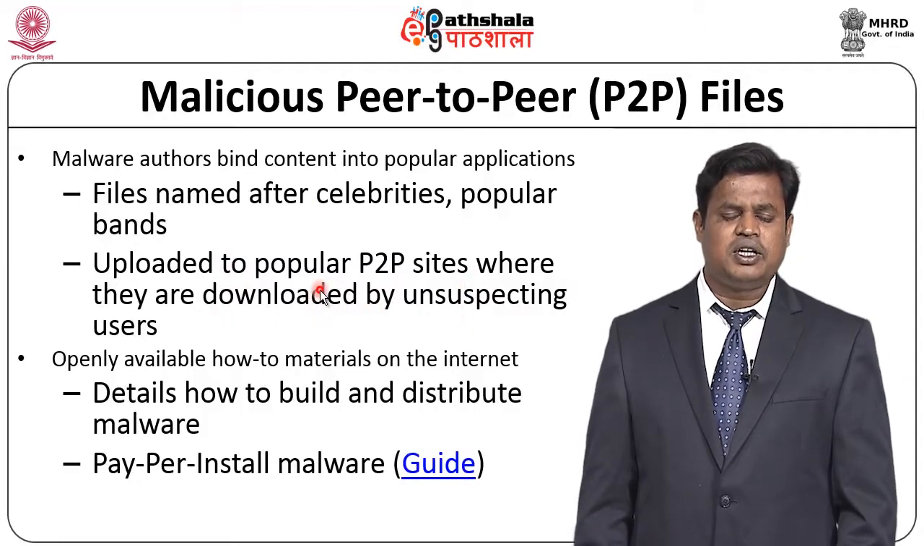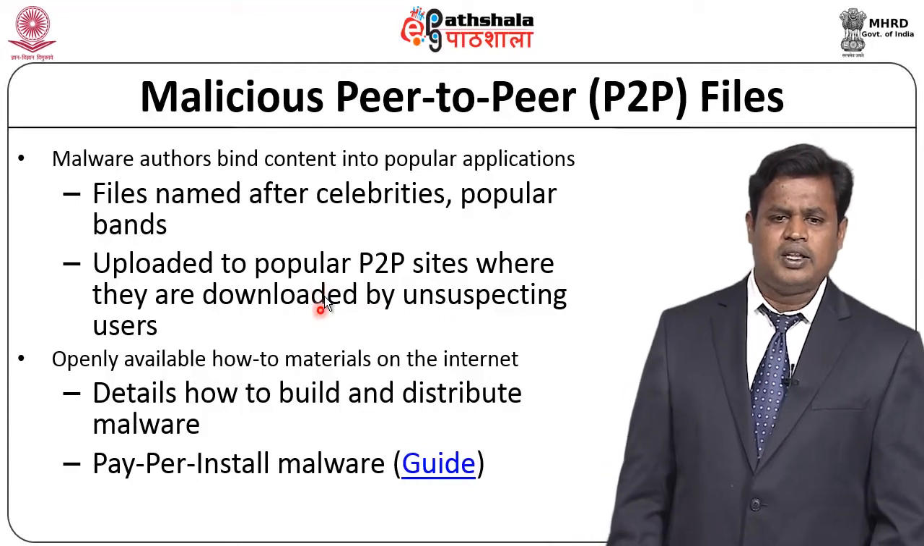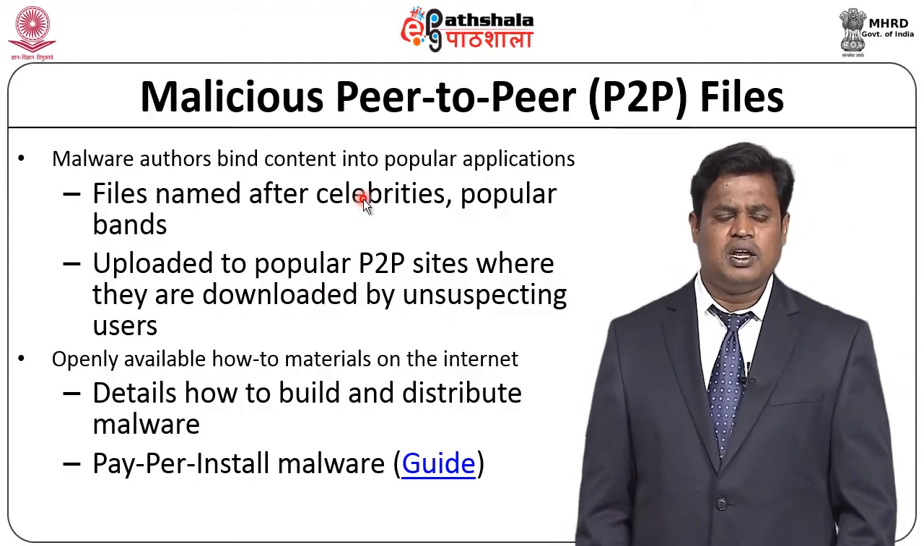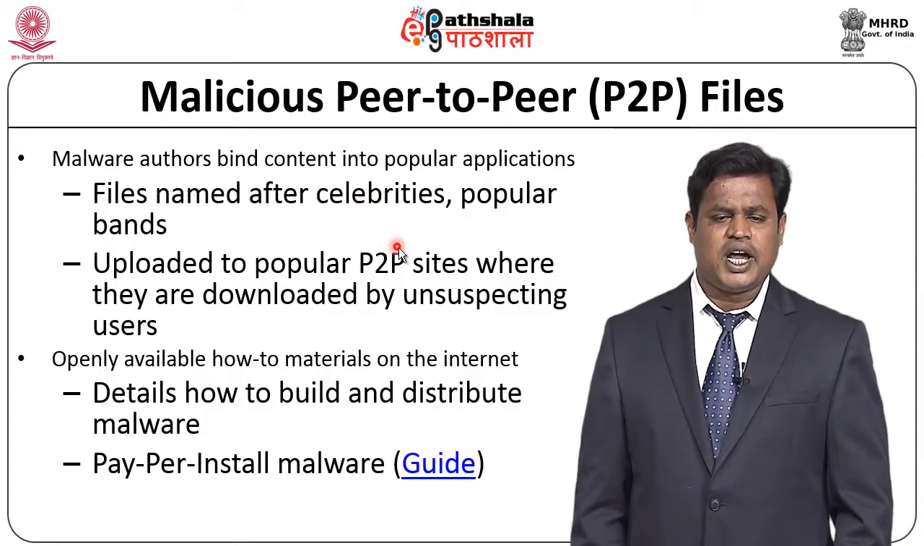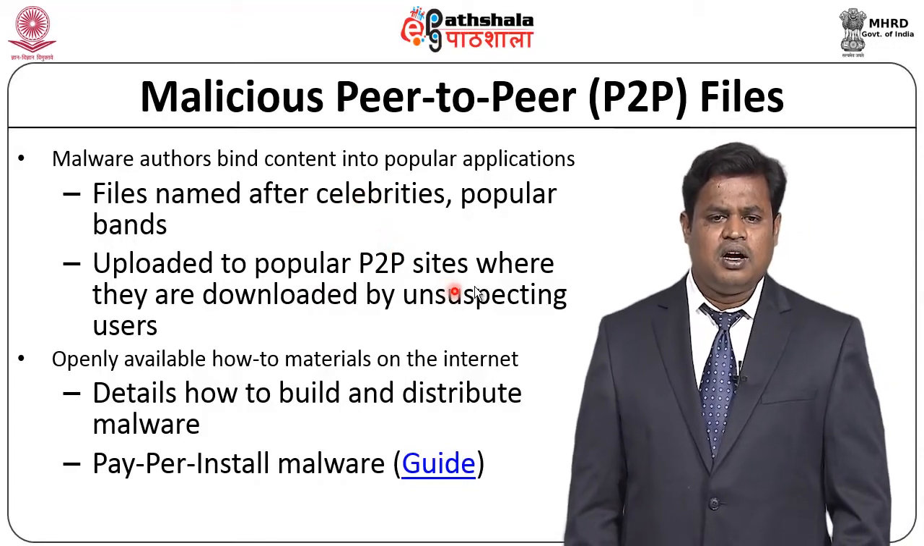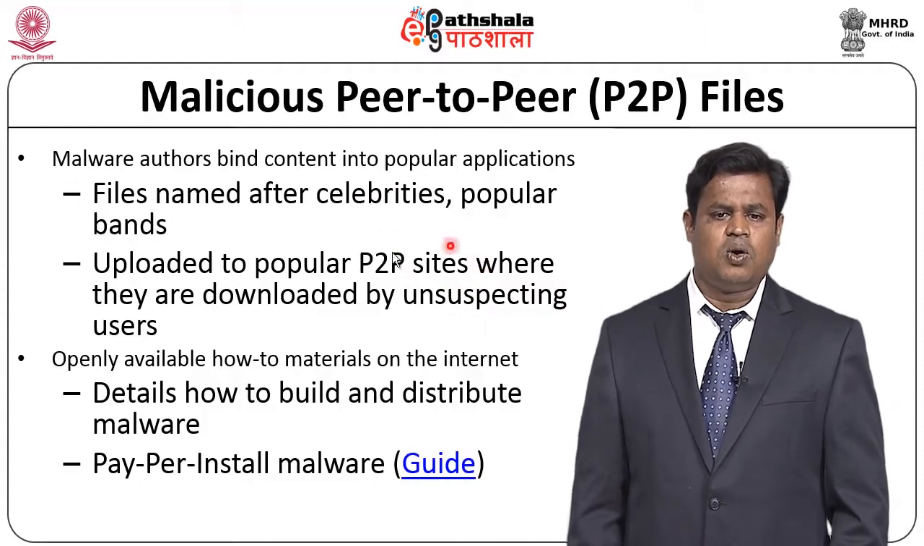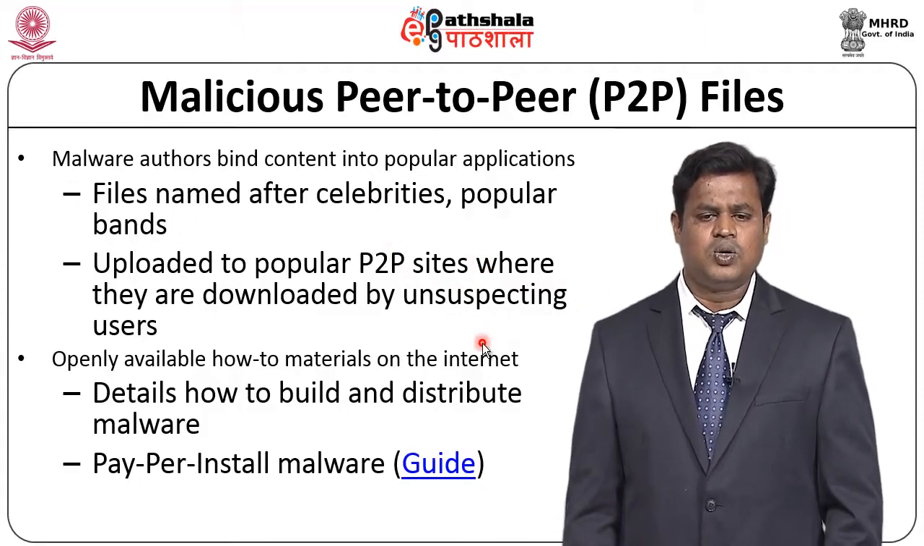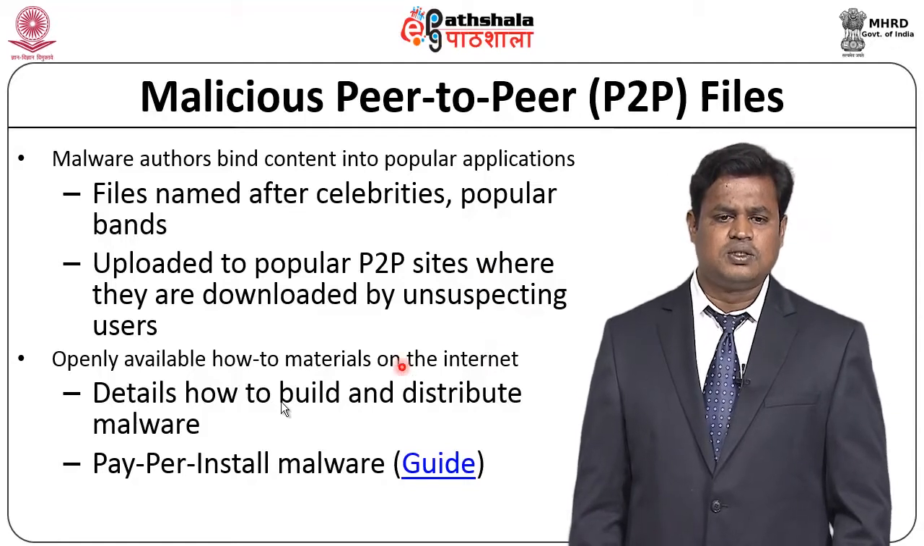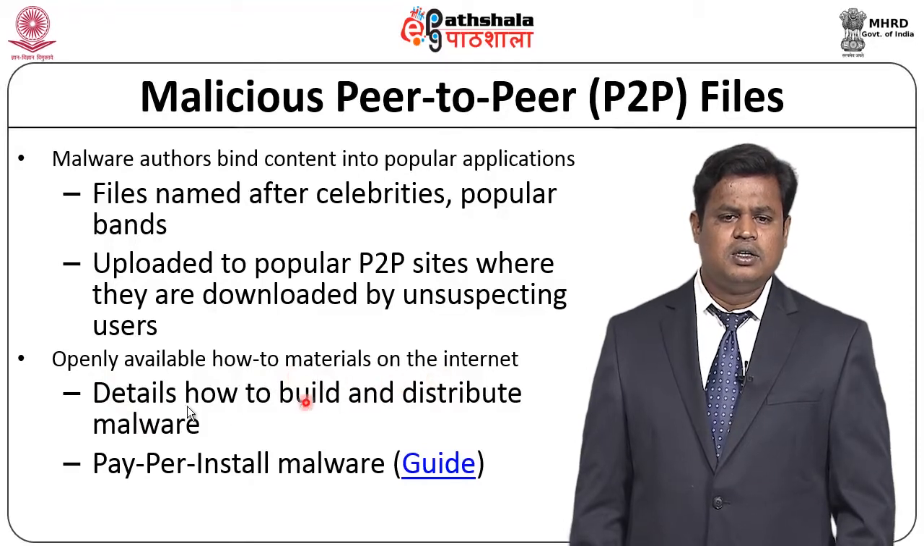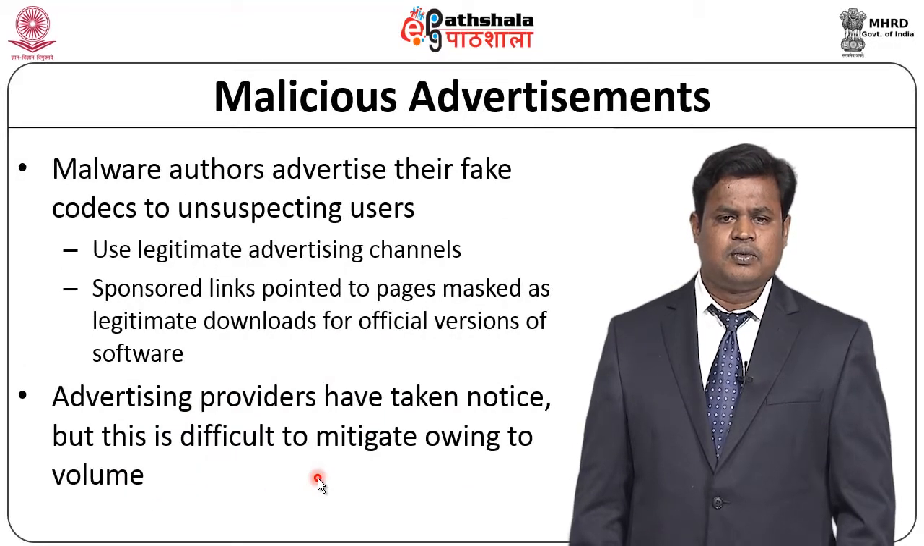So, I try to inject my code and say that movie is going to be available on this particular site. We start clicking on the movie file, but in the background malware is downloaded, and the user is unable to suspect that such things are injected. And openly available how-to material on the internet details how to build and distribute the malware, and also pay-per-install malware.